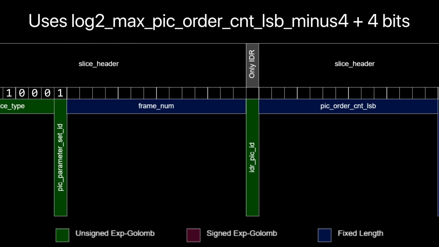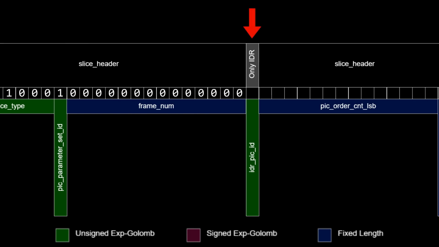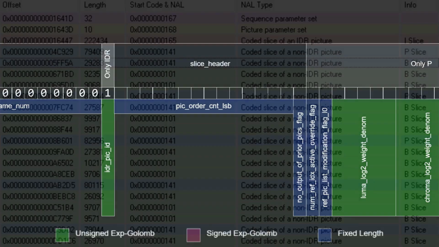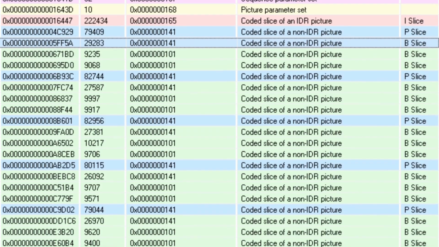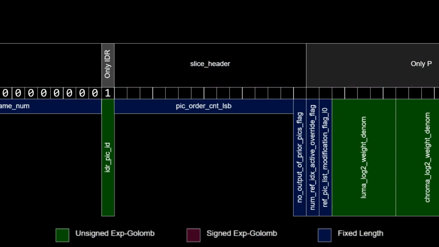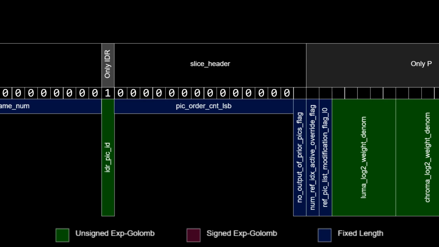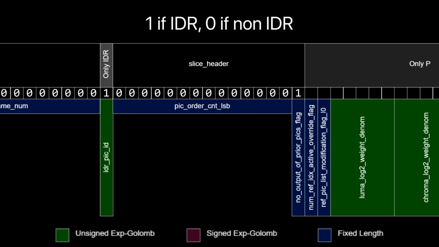Next, the frame number is the current NAL unit being encoded starting at 0. IDR picture ID will only be encoded if this is an IDR frame, and it will be set to 0. Next is the picture order count LSB. This field determines the order that the frames are displayed. In our case, this will be the same as frame number because we aren't using B slices. Next is the no output of prior pictures flag. We'll set this to 1 if it's an IDR frame, otherwise 0.